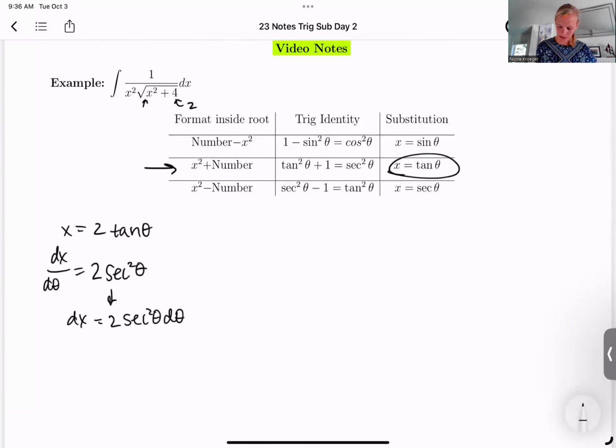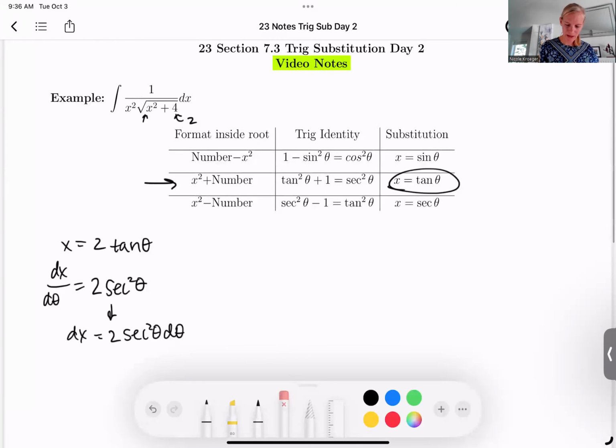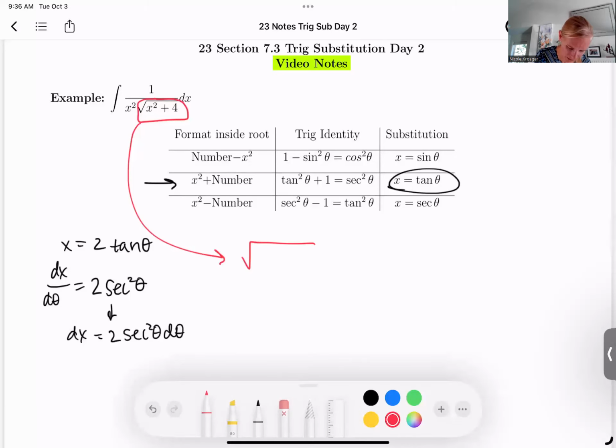Okay, so now we're going to need to replace everything in our integral. I'm going to do a little aside to compute this part here, just so that we don't have a mess inside of our integral first. So let's do that part. And this is like what we did in the videos for last class.